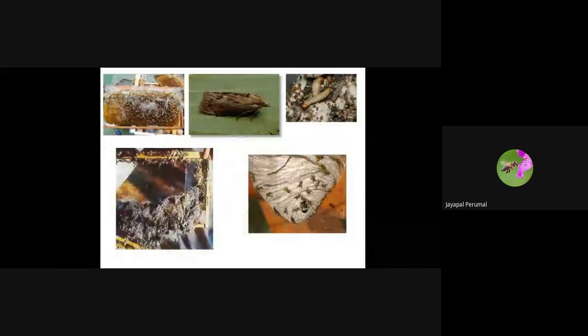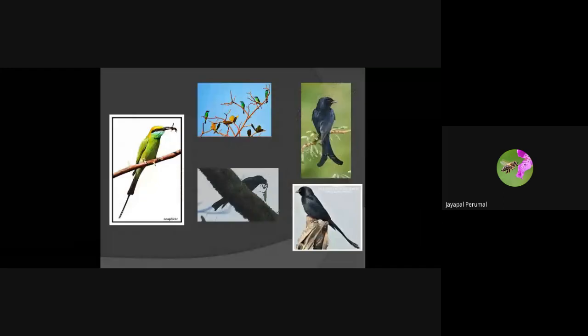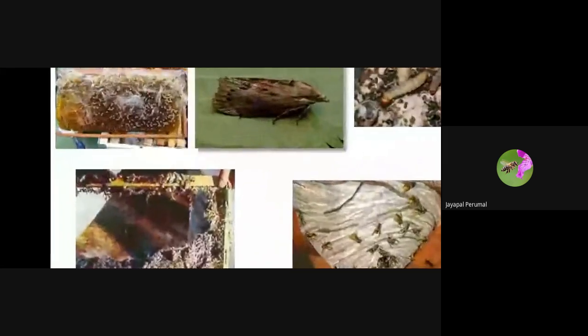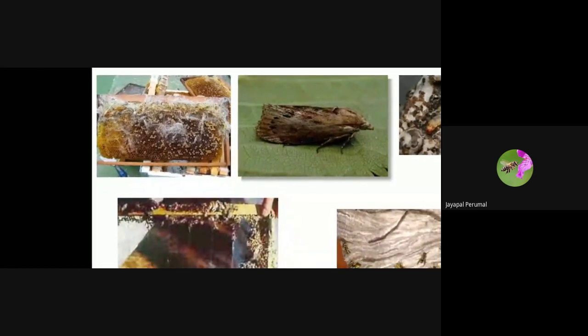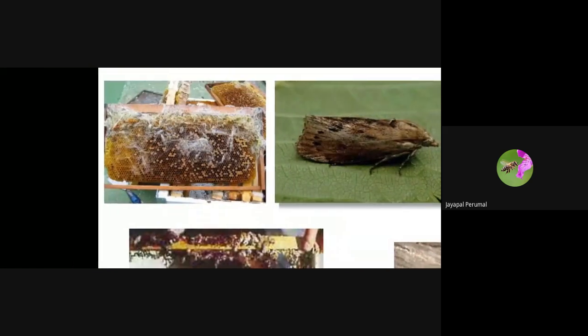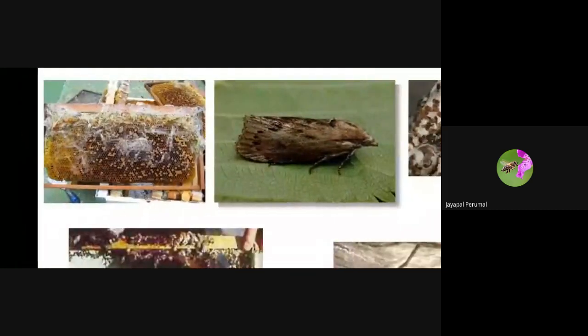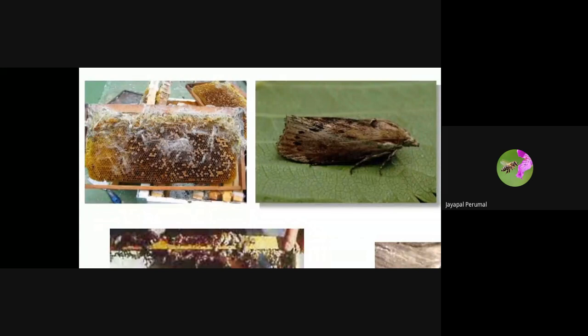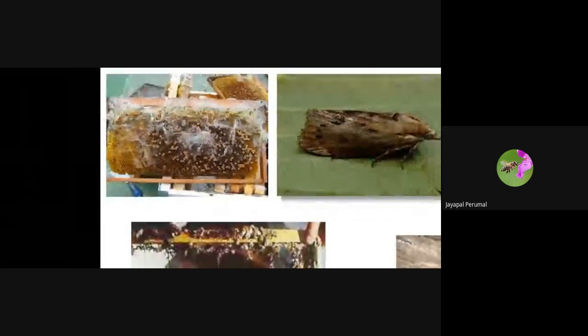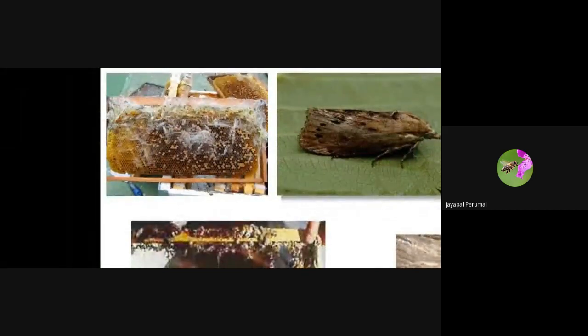You can see the wax moth. Yes, there are two kinds of wax moth actually: the lesser wax moth and the greater wax moth. One is small in size and the other is large, and the larva will be of large size. They cause similar damage. They lay eggs on the wax, and after hatching, the larva of the moth starts feeding on the wax of the comb.